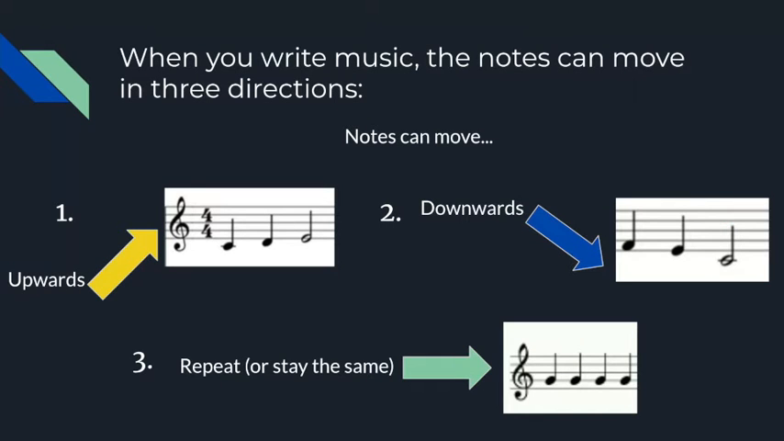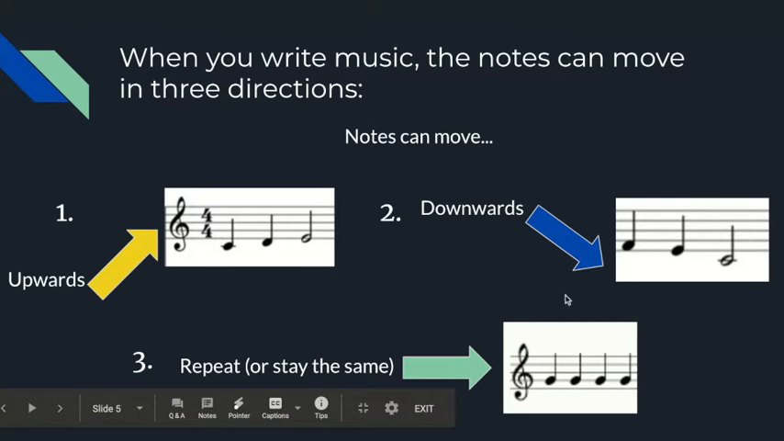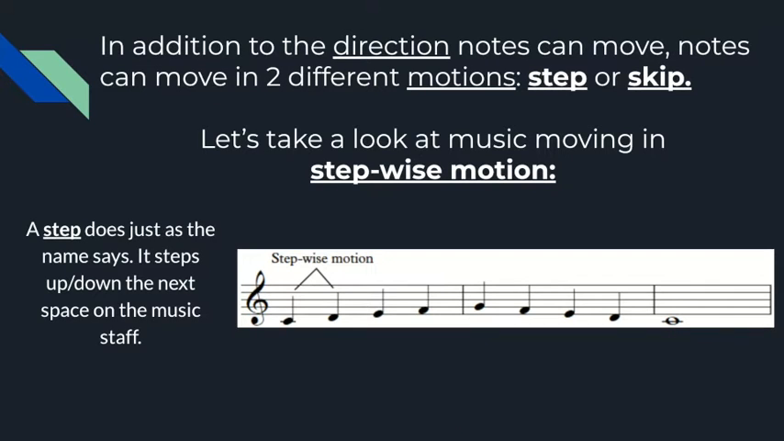When composing music, the notes that you use in your melody can move in 3 different directions. Notes can move up, notes can move down, or notes can repeat, which just means they stay the same. In addition to the direction, notes can move in 2 different motions, step or skip.